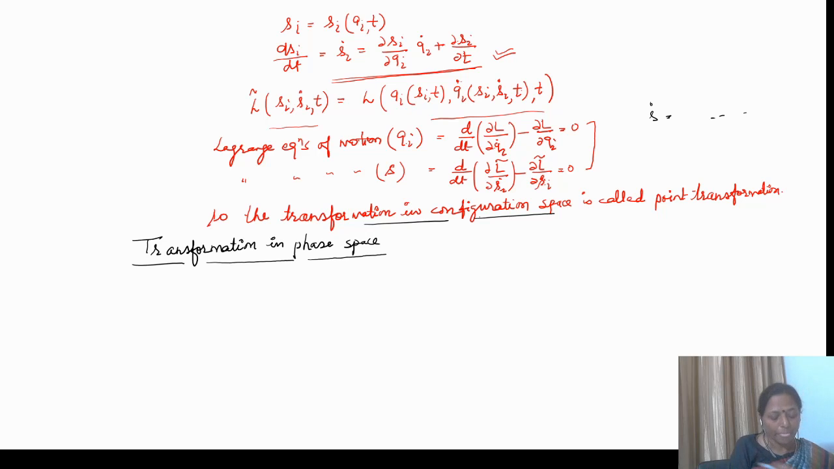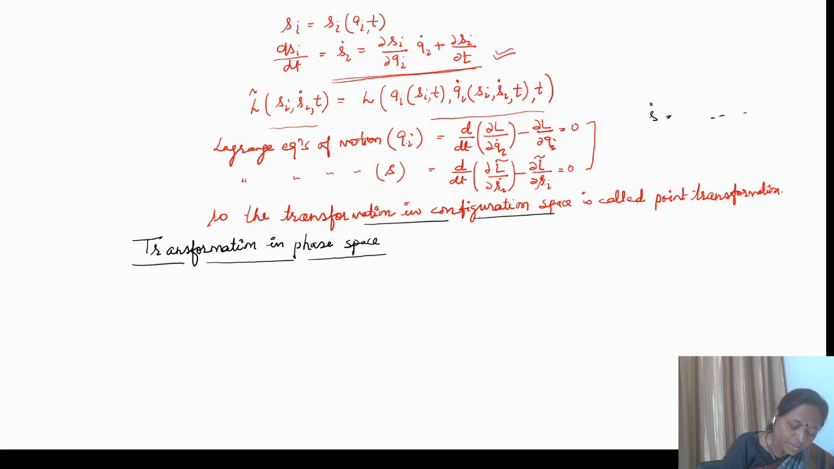First of all, as I told you, in Lagrangian mechanics, if we transform one set of coordinates to another set of coordinates, and both are describing your dynamical system, then the Lagrangian in the two will be the same, and the equations of motion will be conserved. But what happens if we do the same in the phase space?